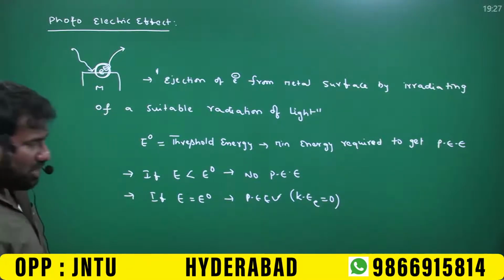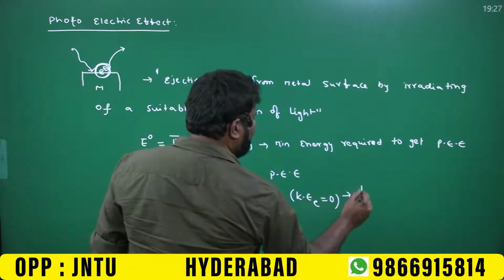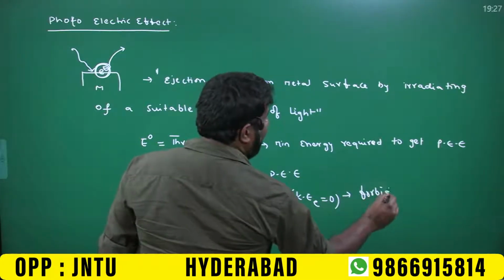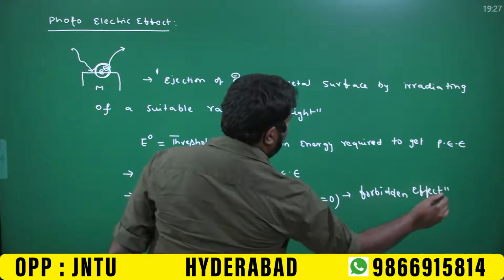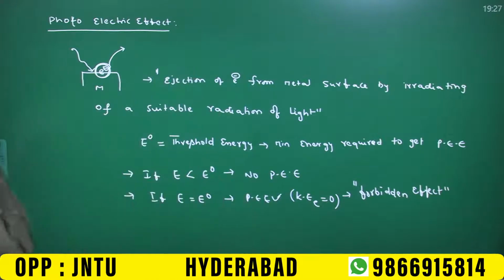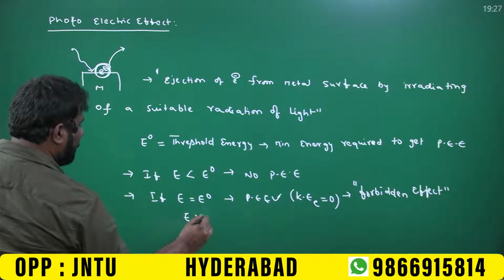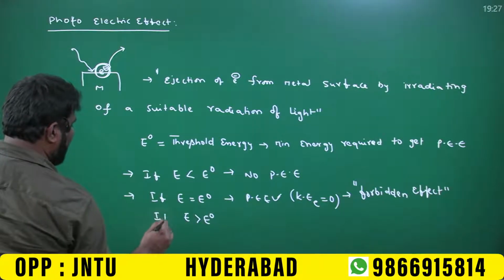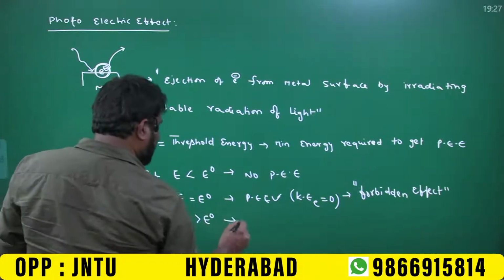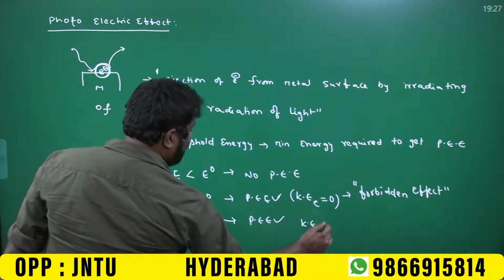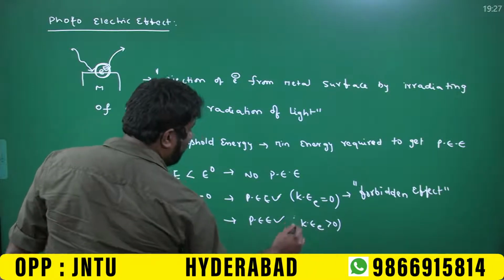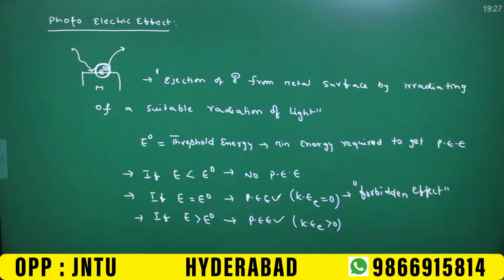Understood? Such an effect is called forbidden effect. If E is greater than E naught, then there must be a photoelectric effect. The photoelectric effect is present, and the kinetic energy of the electron is greater than 0. There is some value.